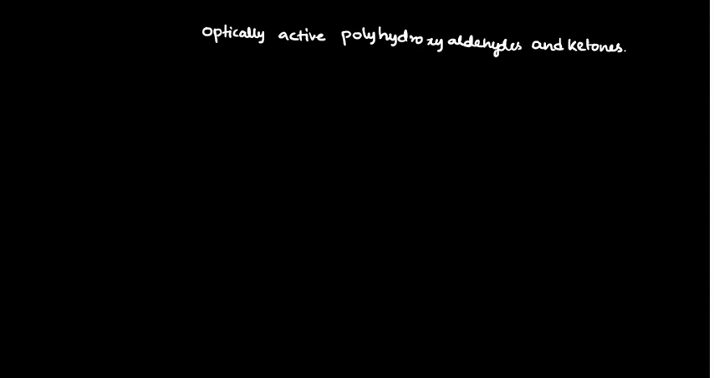Before elaborating on this, let us first look at the structure of the simplest carbohydrate. What do we mean by the simplest carbohydrate? There are some carbohydrates which cannot be further hydrolyzed to produce one or more carbohydrate molecules. They are the simplest carbohydrates. Later we will go into the classification.